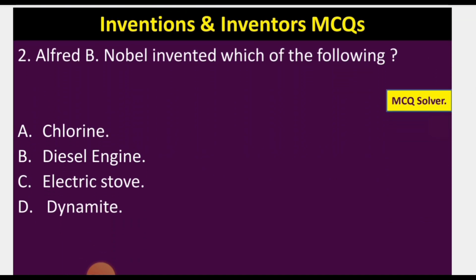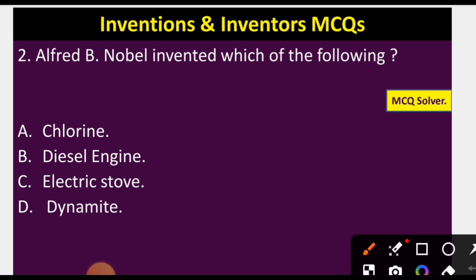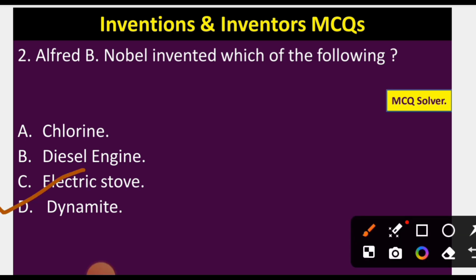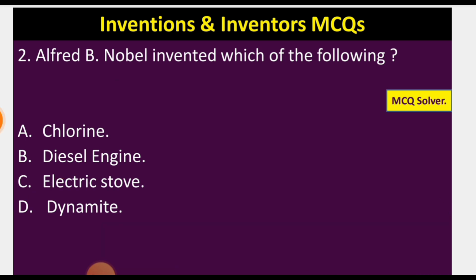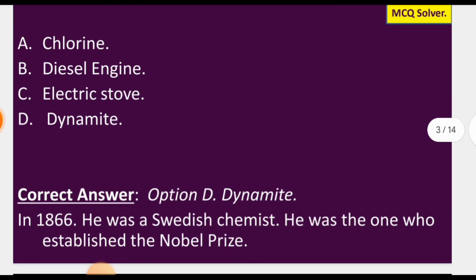Now let's move to question number 2. Alfred B. Nobel invented which of the following? Correct option is option D, that is dynamite. So dynamite was invented by Alfred B. Nobel, and he was the same person who started the Nobel Prize also. So please do remember this fact, and it was invented in the year 1866, and he was a Swedish chemist.